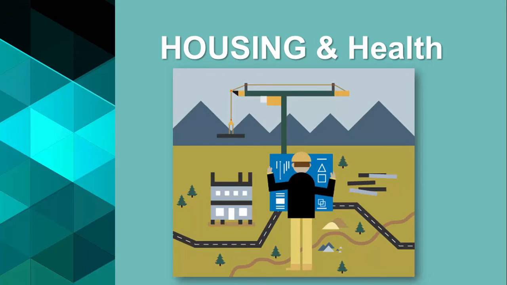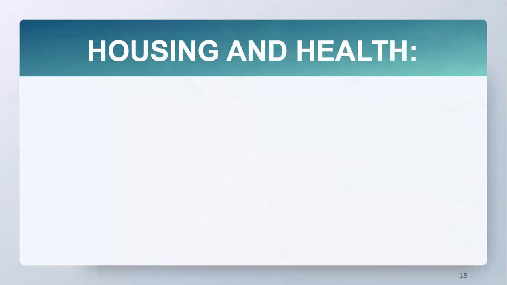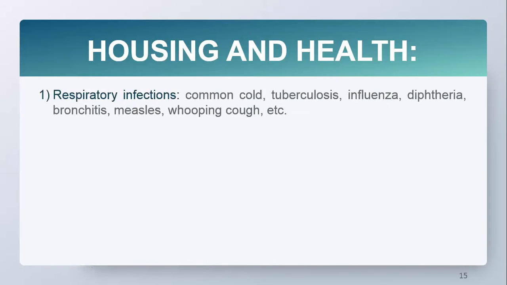Next we come to the topic of health hazards due to poor housing, or housing and its related health hazards. Housing is part of the total environment of man, and to some extent it is responsible for the status of man's health and well-being. So some conditions are established which are due to poor housing, and these are the following.